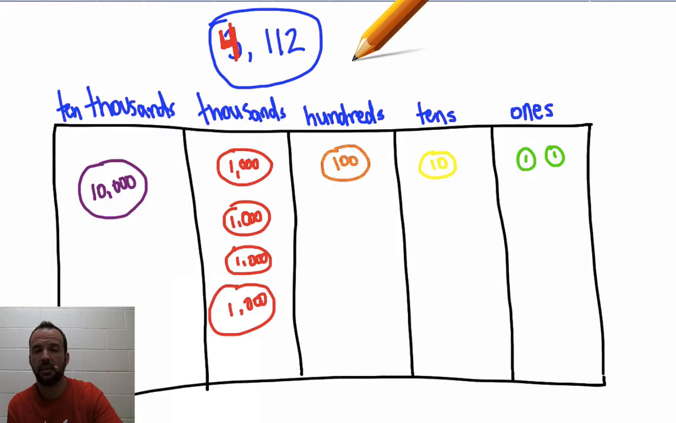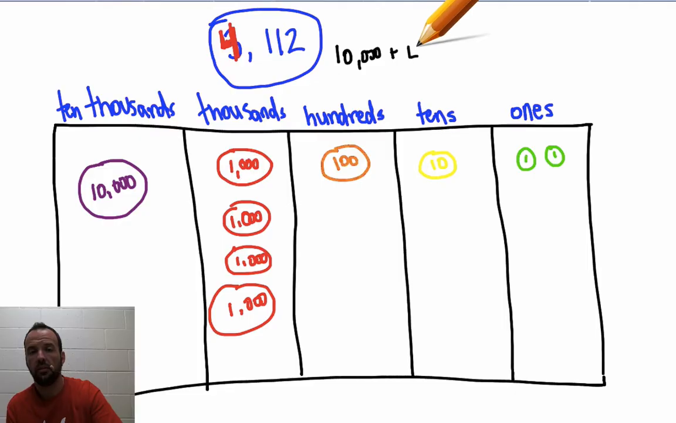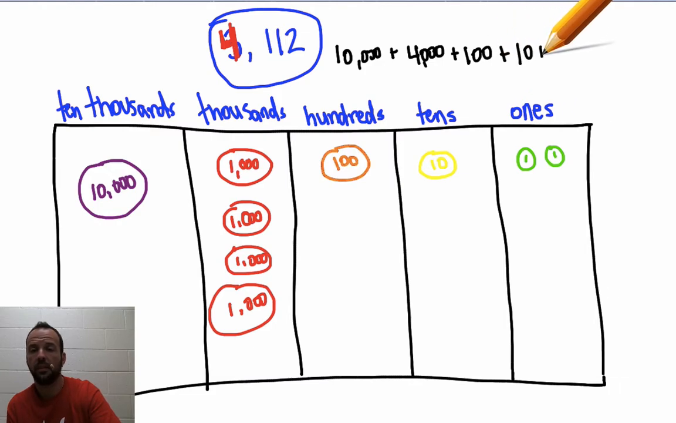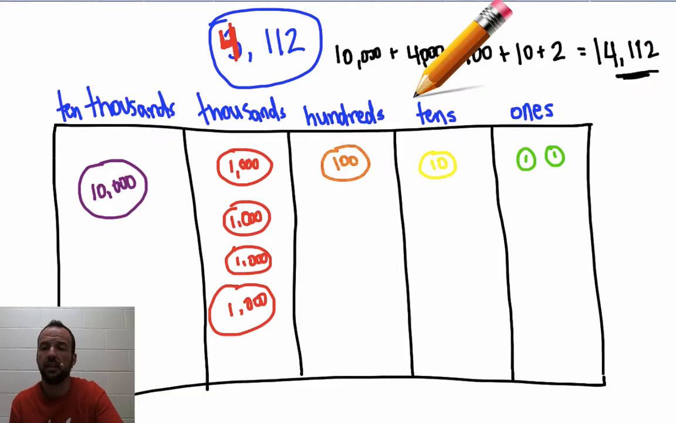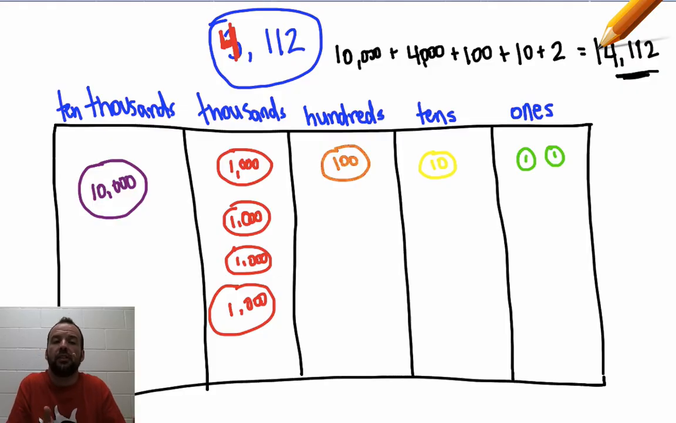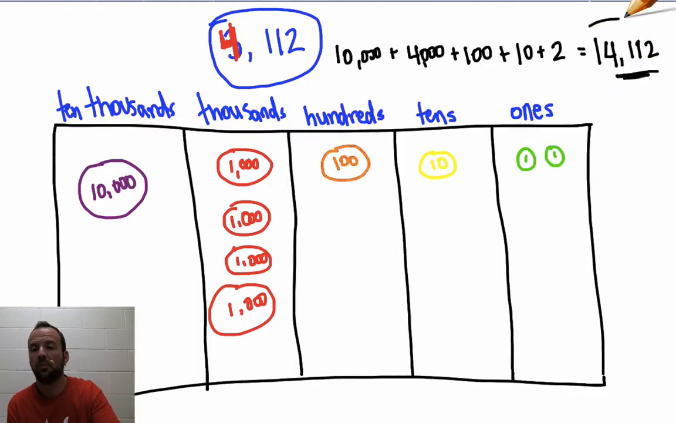Well, if we think of this in expanded form now, I would have 10,000 plus 4,000 plus 100 plus 10 plus 2, which would give me 14,112. So that kind of base of 4,112 stayed the same. I just had to add a 10,000 in front of it. Okay, easy enough. So I increased it by 10,000. Still with me? Cool.